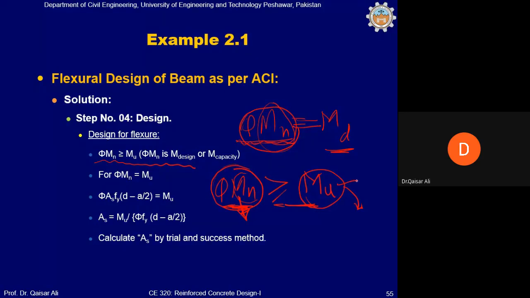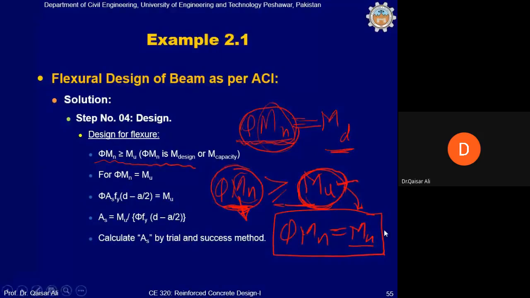On the right side, Mu is not capacity. Mu is the applied moment, which comes from the load and from the length of the beam. This is the demand on the beam, which the beam has to carry. If the beam is not to fail, then ϕMn must be greater than or equal to Mu, such that it carries this demand without failure. This is the basic requirement: ϕMn must be at least equal to Mu, for no failure.